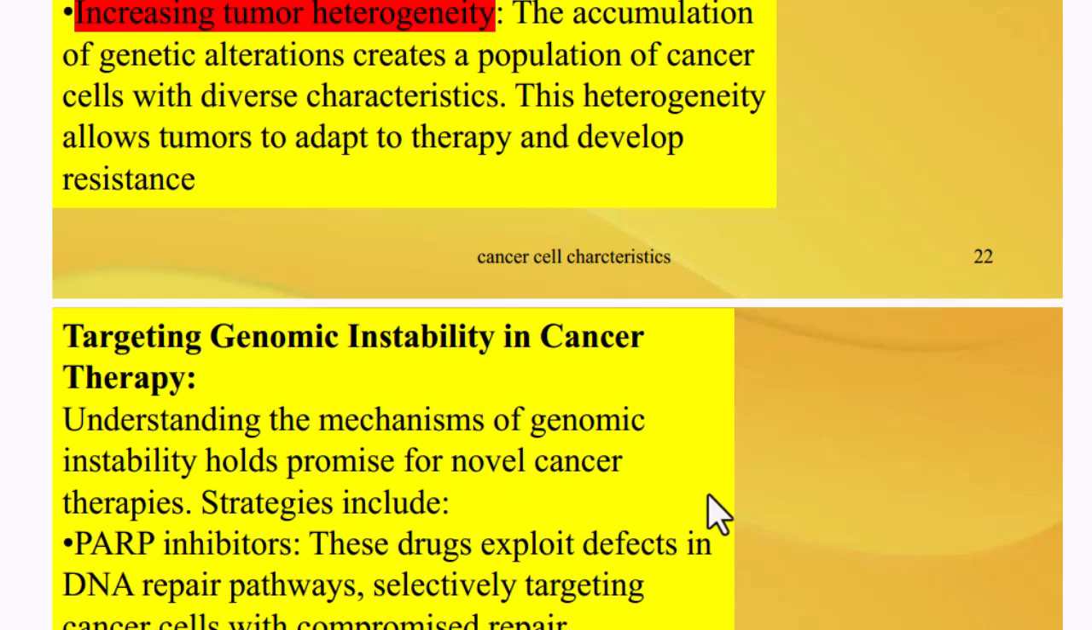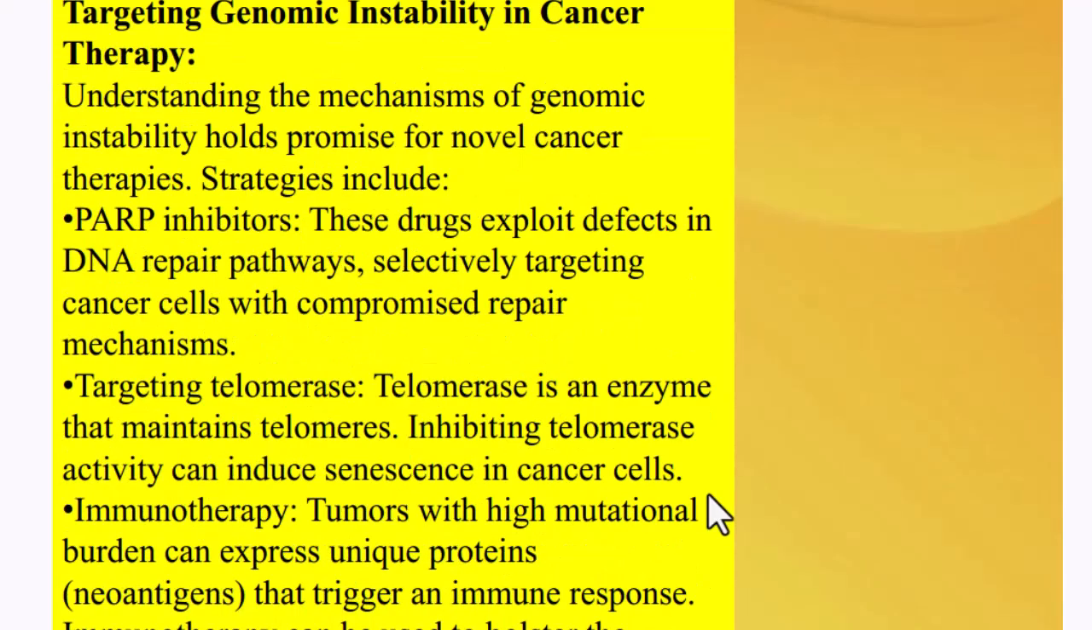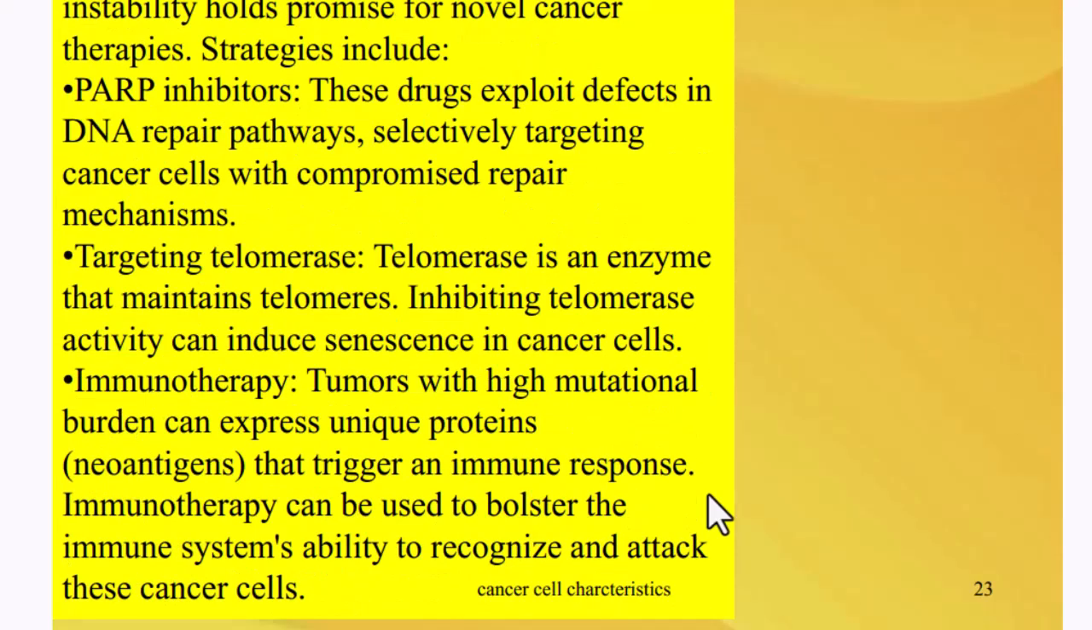Targeting genomic instability in cancer therapy. Understanding the mechanism of genomic instability holds promise for novel cancer therapies. Strategies include inhibitors that exploit defects in DNA repair pathways, and targeting telomerase, the enzyme that maintains telomeres. Inhibiting telomerase activity can induce senescence in cancer cells.